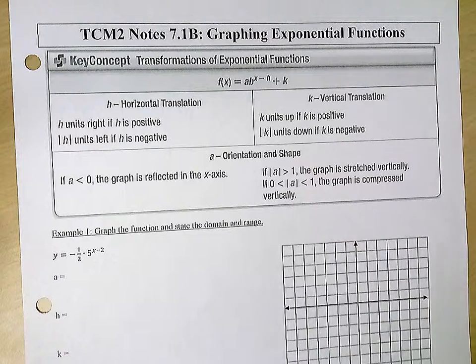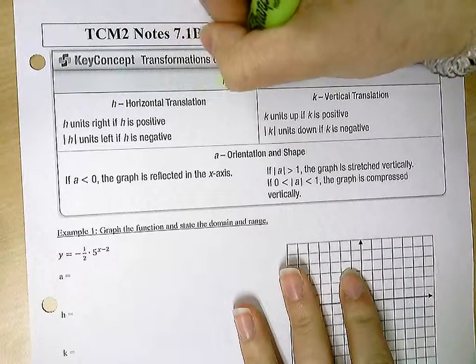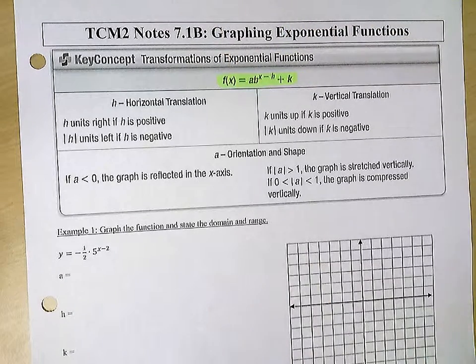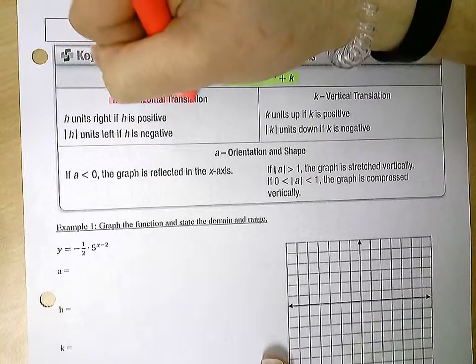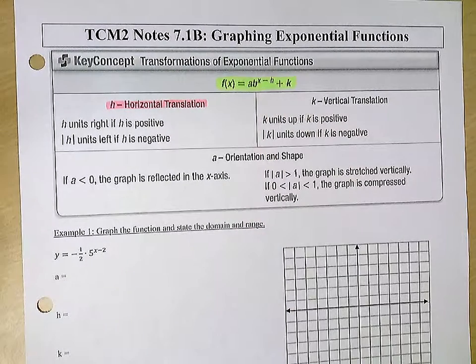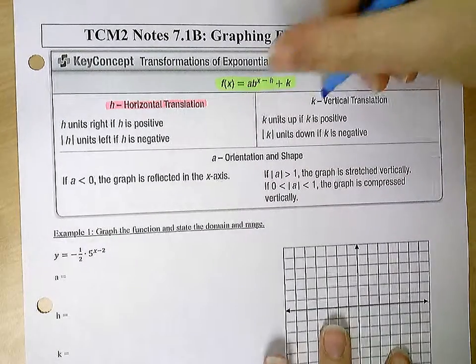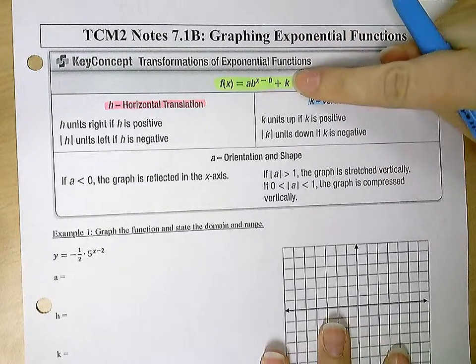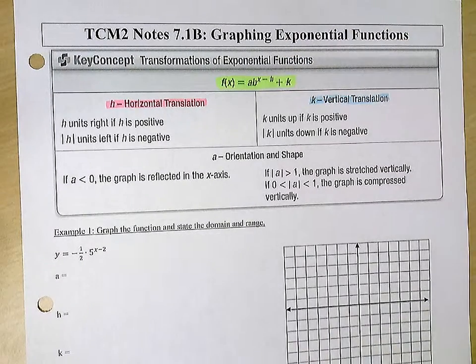So again, our parent function here, or our standard form for exponential, is a times b to the x minus h plus k power. Again, where h is your horizontal transformation or translation. So that h value will move it left or right depending upon if it's positive or negative. You also have a vertical translation, that's your k value. K is on the end of your equation, so that adding or subtracting of that value will move it up or down.